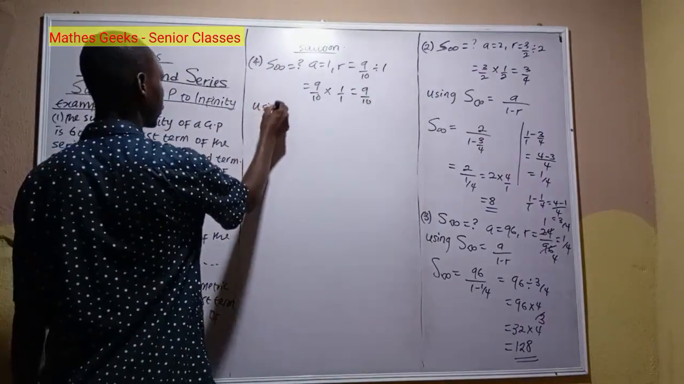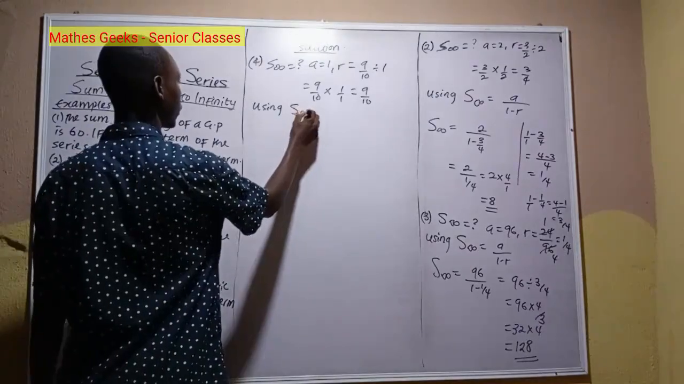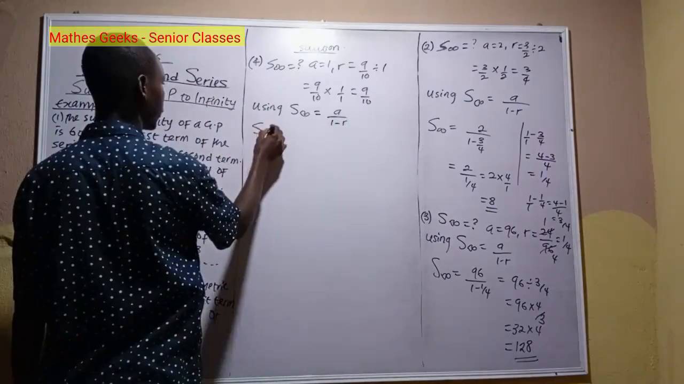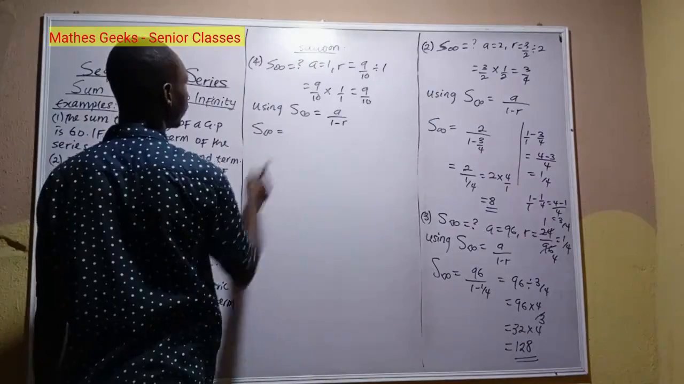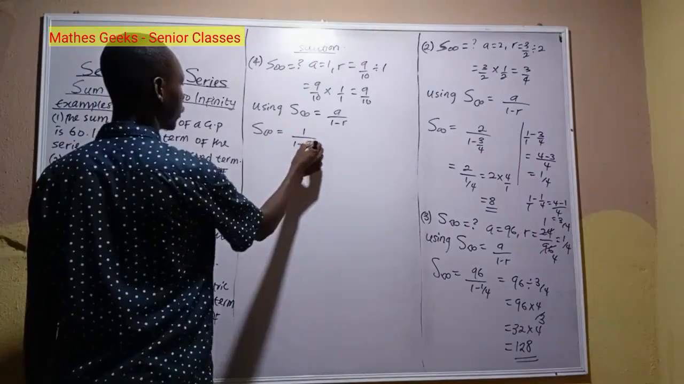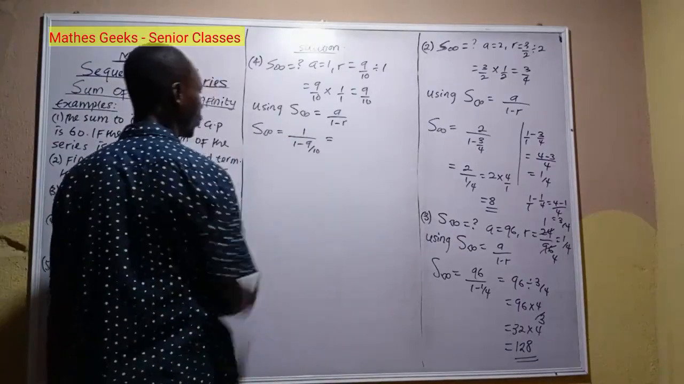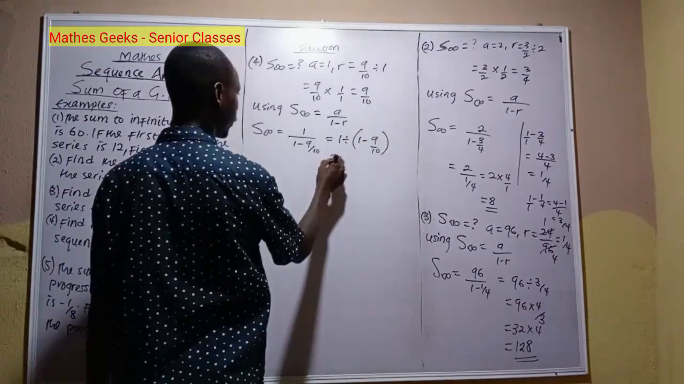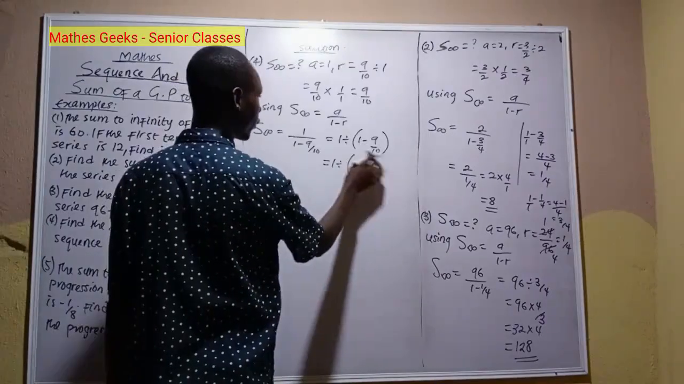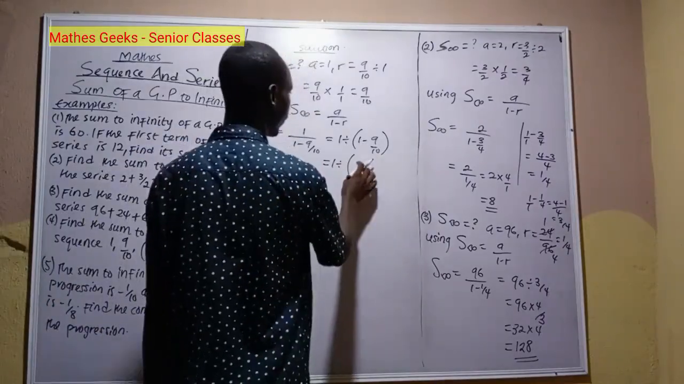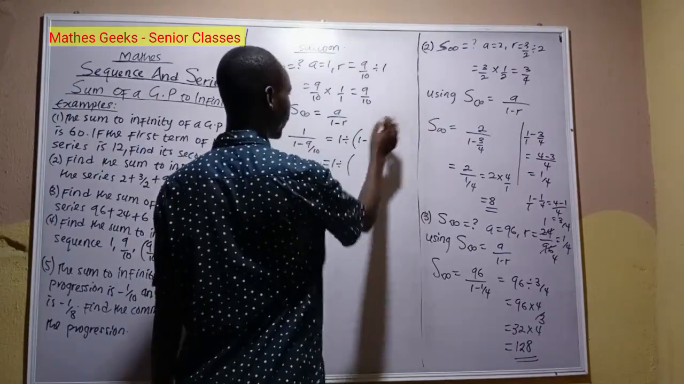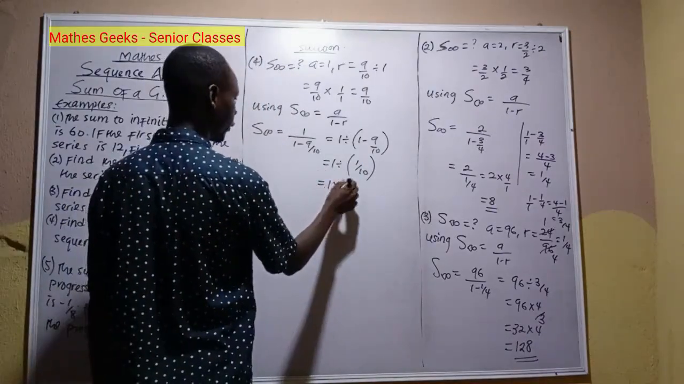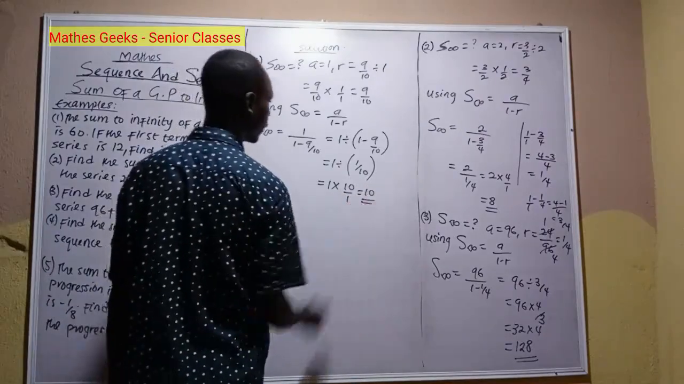So using the sum to infinity formula, S equals A over 1 minus R. So sum to infinity is equal to the first term, 1, over 1 minus 9 over 10. 1 divided by 1 minus 9 over 10 will give you 1 over 10, and this will give us 1 times 10 over 1. And so it's equal to 10.